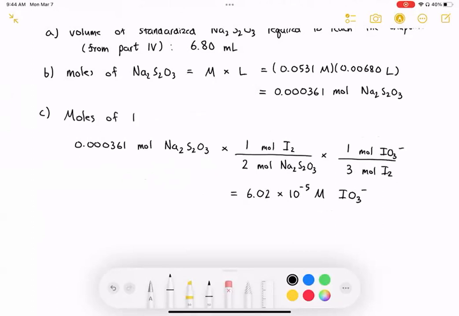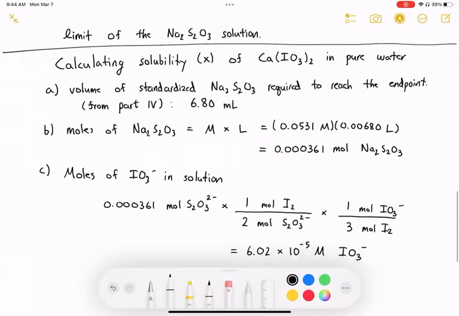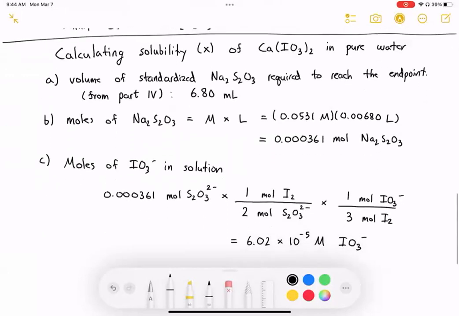Moles of iodate in solution. And we could probably erase these sodiums. We probably don't need them. Let's just write the ion instead. Okay, so that's our answer for this part. So let's just highlight a few things here. Actually, it's okay. We're good.